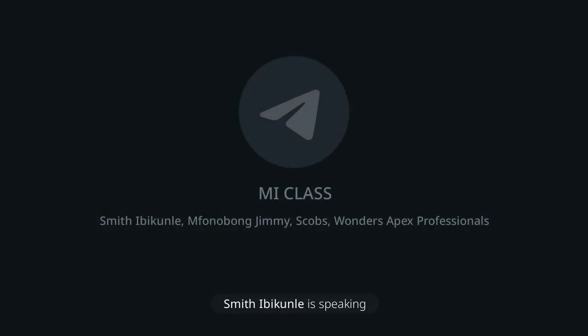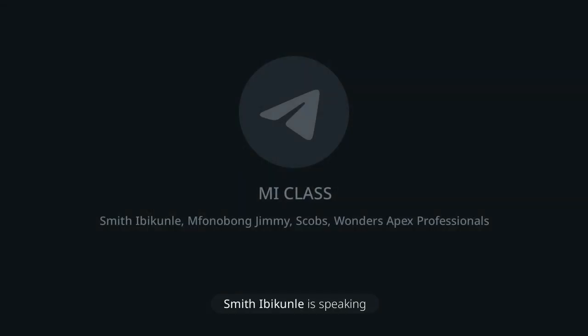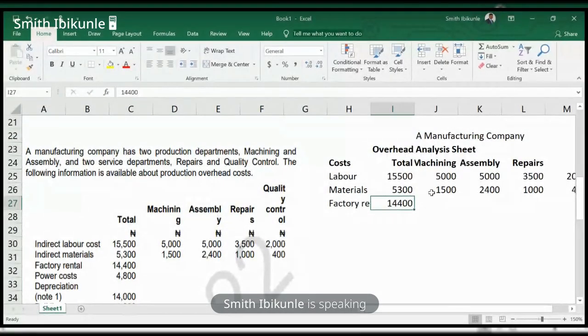So now, all I've written here so far is what is in the question, right? Labor, 15, 5,000, 5,000, 5,000, and all those. Material, you also have it like that. Now, when we come to factory rent, we have 14,400, and we need to share this amount among these four departments. We have to look for the closest basis of apportionment to use to share this amount.